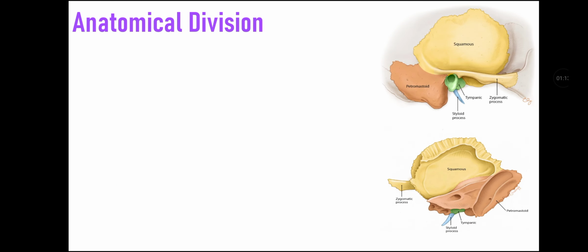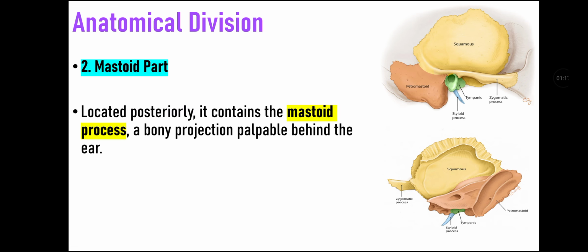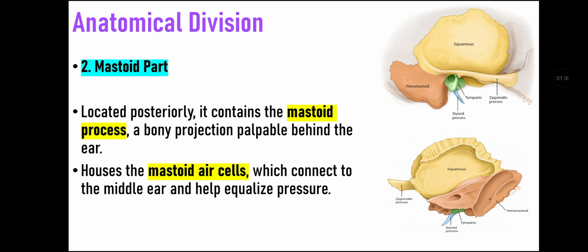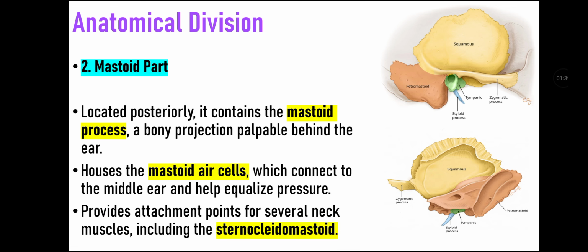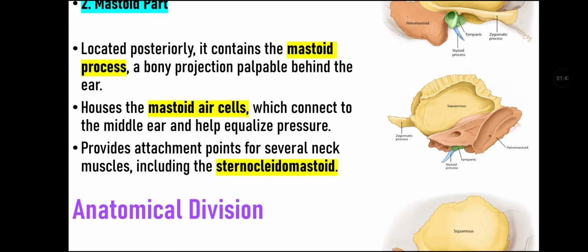Next anatomical part of temporal bone is mastoid part or mastoid process. It is located posteriorly. It contains the mastoid process, that is a bony projection palpable behind the ear. As you can see here in the diagram, the mastoid part or mastoid process of temporal bone. It houses mastoid air cells which connect to the middle ear and help equalize pressure. It provides attachment point for several neck muscles, including the sternocleidomastoid muscle.